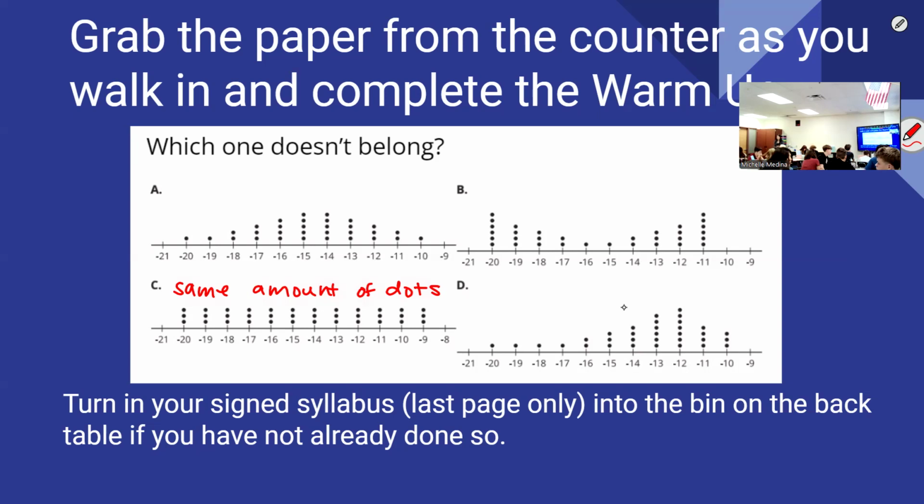Wait, it's the only one that doesn't end with -9. It actually ends at -8. So, I mean, it could be as simple as that. Sometimes that's all we want you to see.